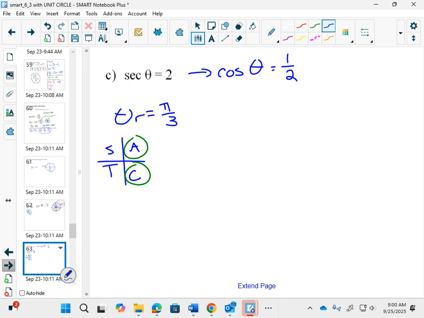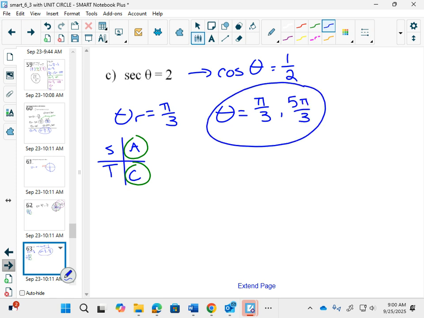Cos of theta was positive, so I'm looking in quadrant 1 and quadrant 4. So I can write down my answers. Quadrant 1, it would be pi over 3. Quadrant 4, it would be 5 pi over 3.